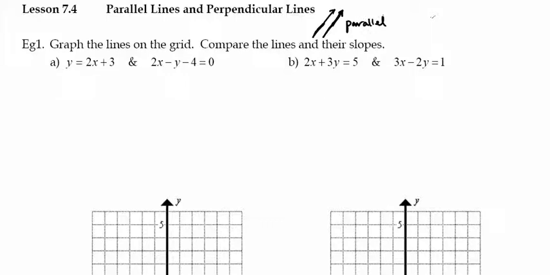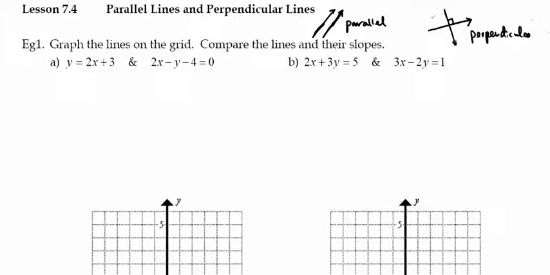When it comes to perpendicular lines, you are looking at lines that will create a 90 degree angle. So if I have a line going this way, a line that is perpendicular to this one may go this way, making a 90 degree angle between the two of them. So these are what we call perpendicular lines.